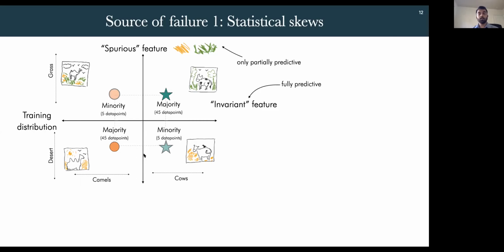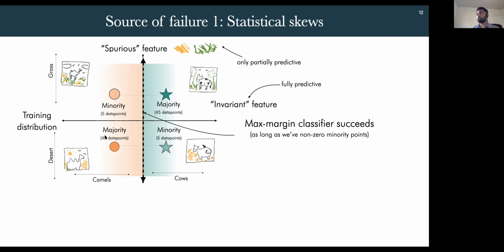So my claim is that the max margin classifier will look something like this. Essentially, the max margin classifier succeeds. It uses only the invariant feature to make its decision, and it doesn't use the spurious feature at all. And the reason is that you have at least one data point in each of these quadrants, so there is no reason why you can maximize the margin by also using the spurious feature. There's no incentive for this max margin classifier to use the spurious feature.